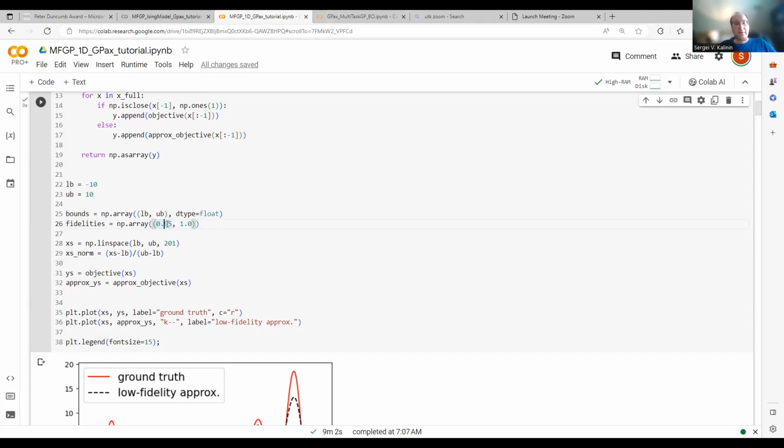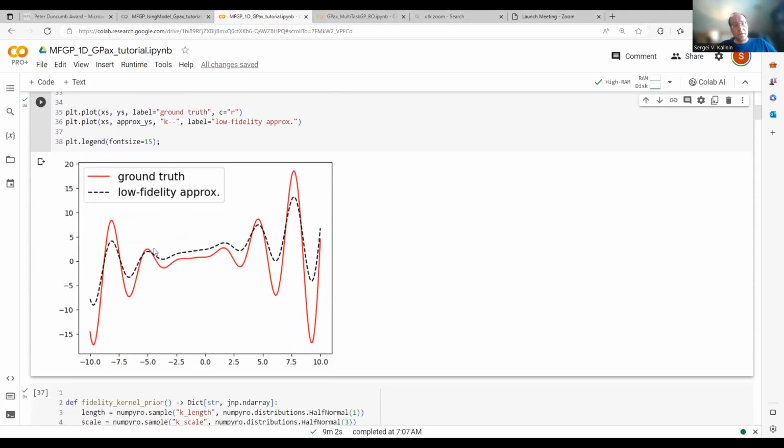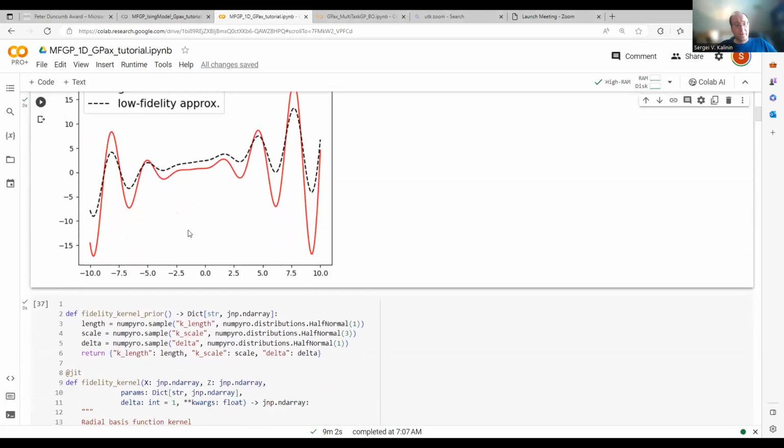Don't forget that the correlation between the high fidelity and low fidelity measurements is defined by the kernel, and the kernel has the parameter delta that we learn. So in some sense, if this difference is small, we still learn the ratio, the difference in the fidelities between the two spaces. So it's not fixed. So this is our ground truth.